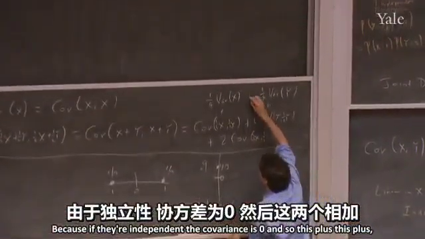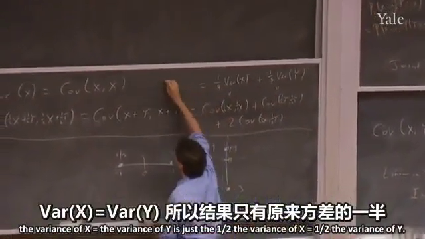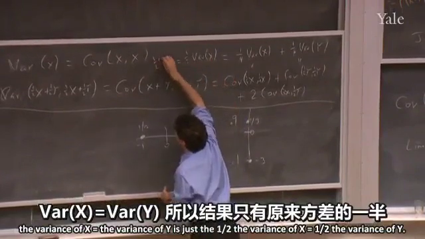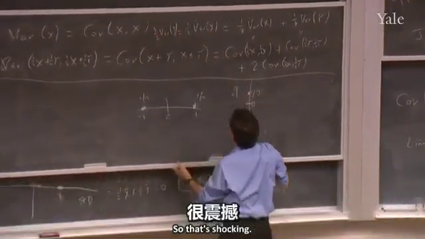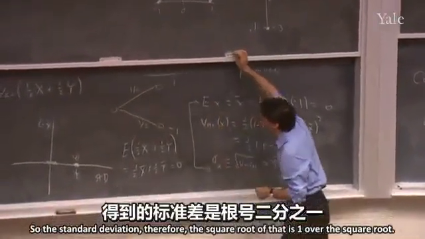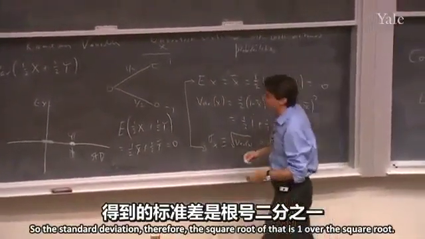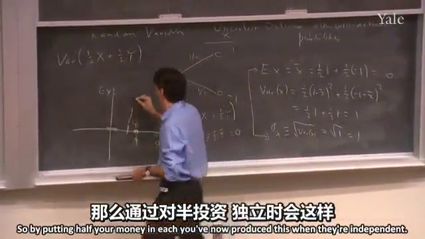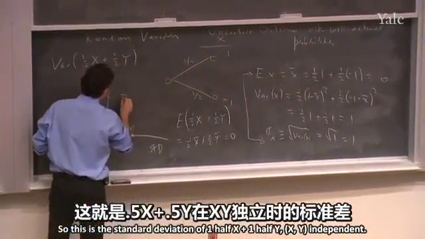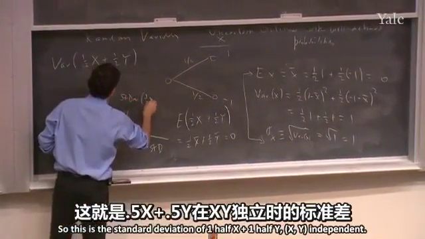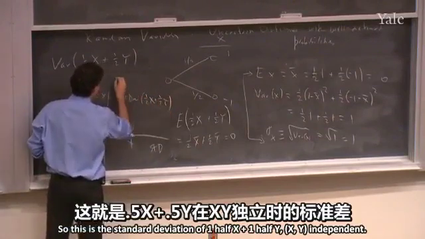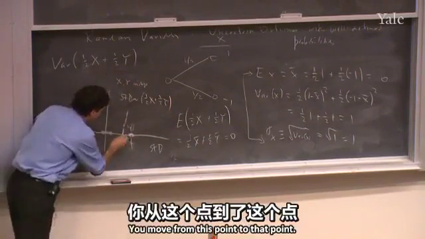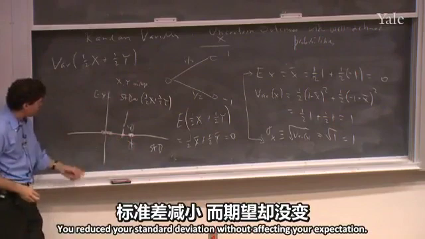And so this plus this, with the variance of x equal to the variance of y, is just half the variance of x, equals half the variance of y. Okay, so that's shocking. So the standard deviation, therefore, the square root of that, is 1 over the square root of 2. So by putting half your money in each, you've now produced this when they're independent. So this is the standard deviation of 1/2 x plus 1/2 y, x, y independent. You move from this point to that point. You reduced your standard deviation without affecting your expectation.